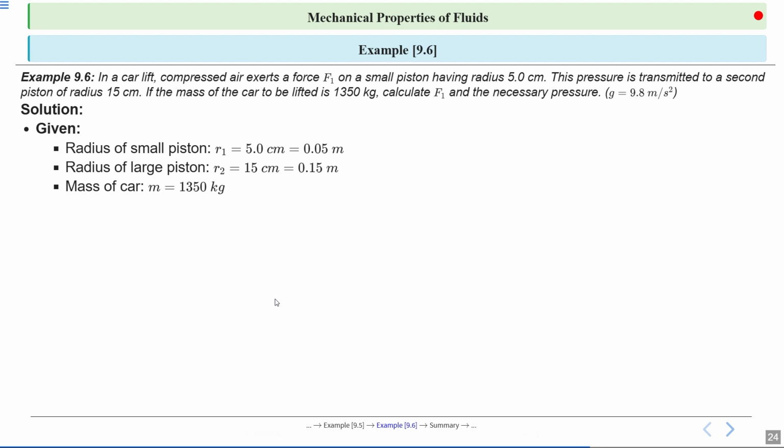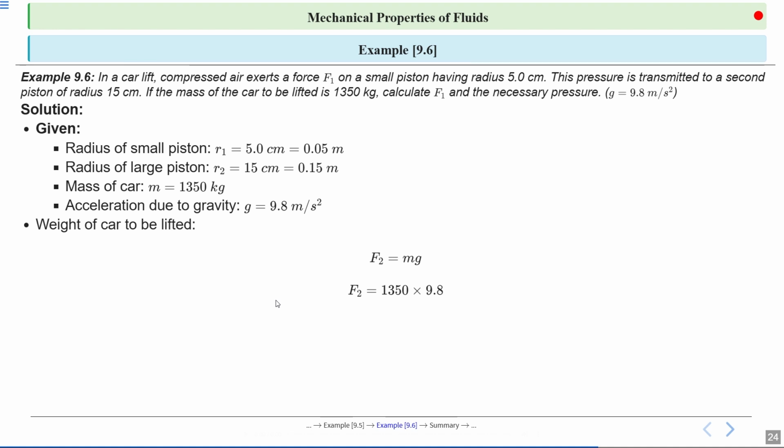The mass of the car is provided as 1350 kg. And we also have the acceleration due to gravity, which is 9.8 meter per second square. This constant is used to calculate the weight of the car. Weight of the car to be lifted, F2 equal to mg. So F2 equal to, substituting the values, 1350 into 9.8.